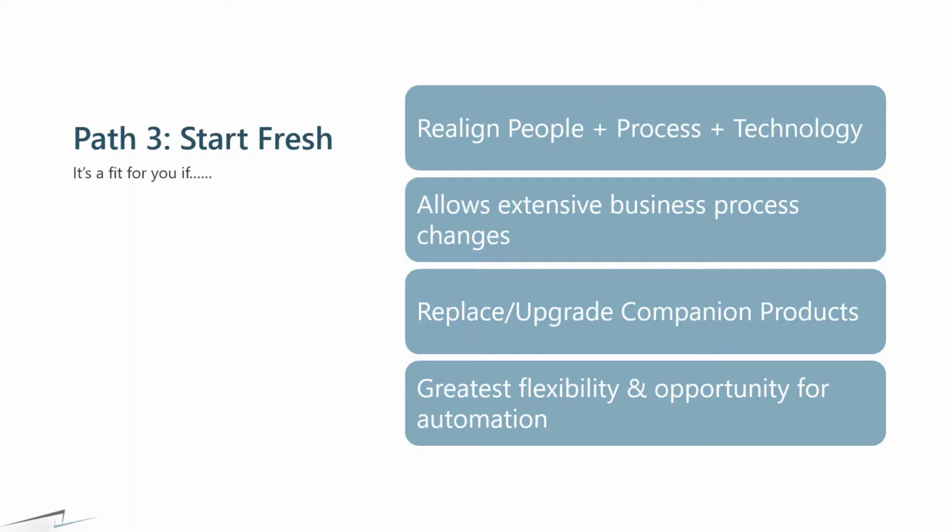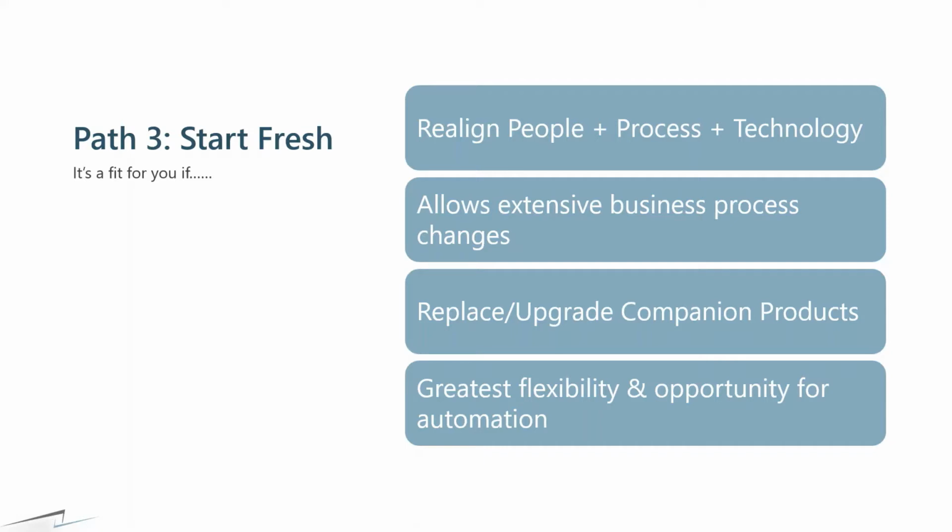This option also allows extensive business process change. What I mean by that is it allows you to implement new modules during the project. It allows you to re-engineer significant changes to your business process. Maybe the creation of production orders is inefficient or ineffective for your business today. If you're upgrading or replacing those companion products, so today you might be using a solution for payroll, and you'd like to use a different payroll third-party solution in the future.